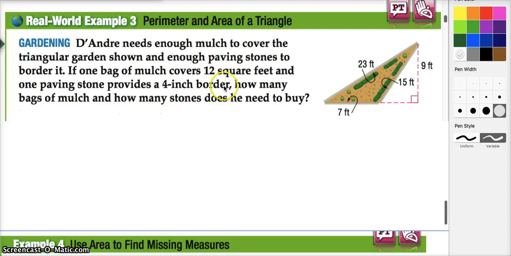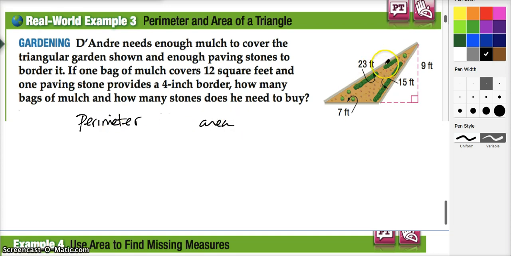Clearly, this is a veiled way for us to be talking about the perimeter, paving stones around the edge, and the area, the bags of mulch that cover the space, right? So let's go ahead and see if we can get that information. So the perimeter we'll need to find, and we'll need to find the area of the triangle.